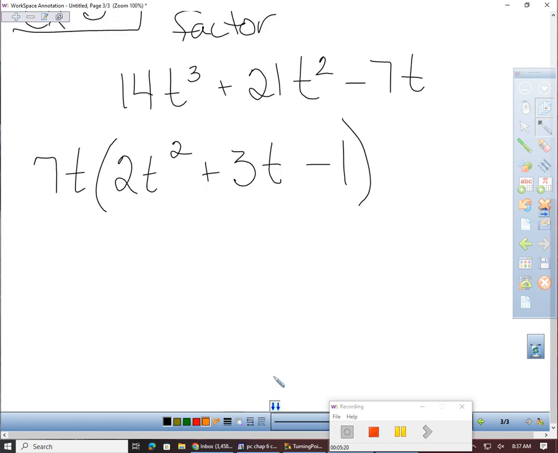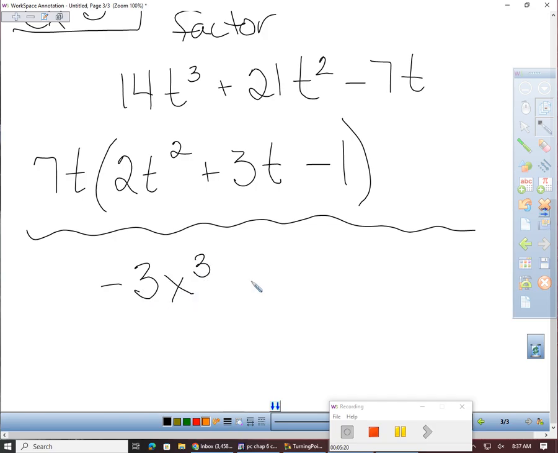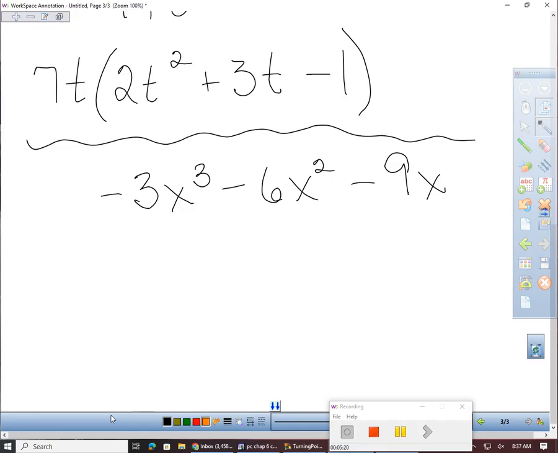Let's do one more. Let's say I have negative 3x to the third minus 6x squared minus 9x. Now I'm getting tricky. What do you think we can take out of all three? What number? Negative 3, perfect.